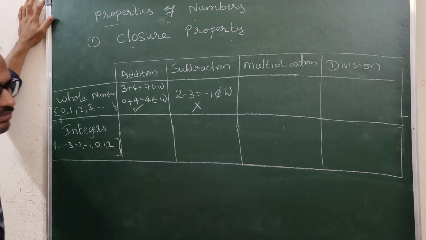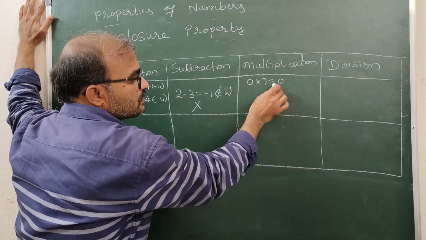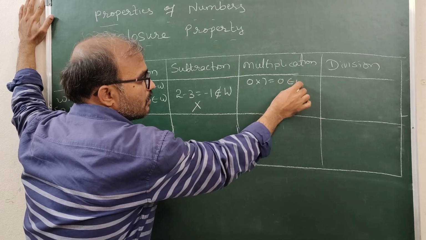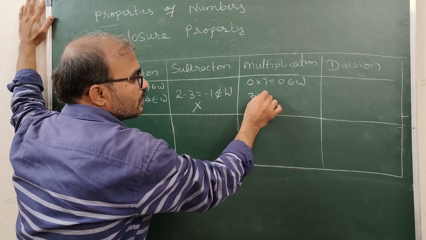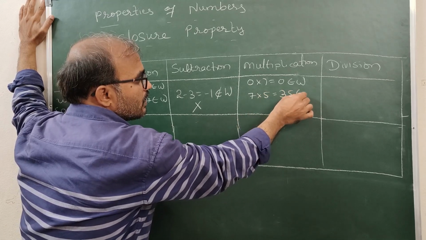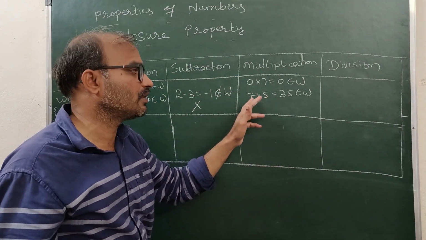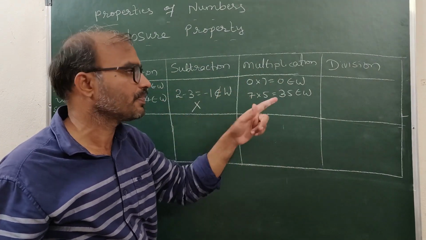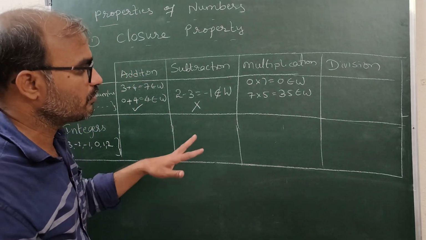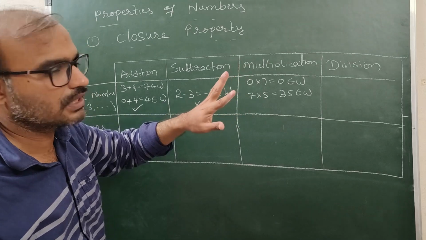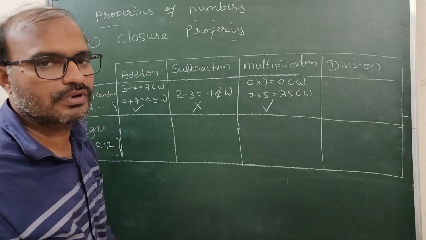Take any two whole numbers and multiply. 0 into 7 is equal to 0. 0 times any number is 0. So 0 is again a whole number. 7 into 5 is equal to 35, again a whole number. Can you give at least one example to say that the product of two whole numbers is not a whole number? It is not possible, because the product of any two whole numbers is again a whole number. That is why whole numbers are closed under multiplication. What about division?